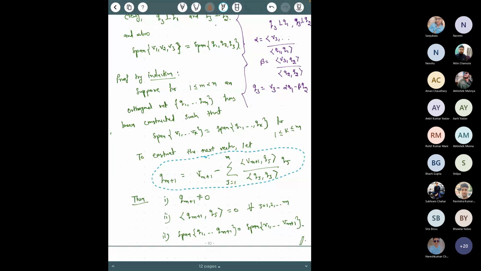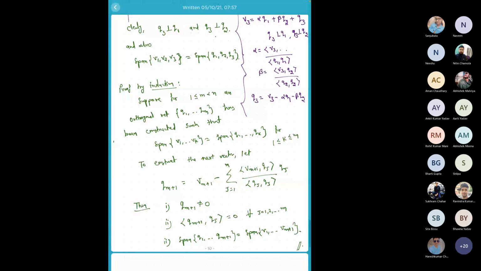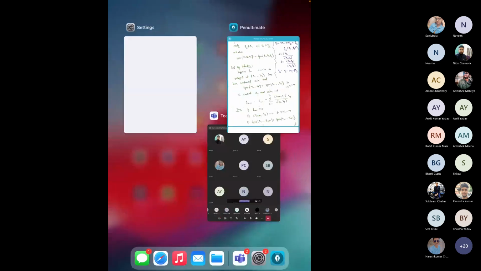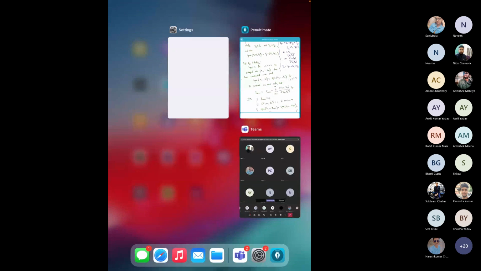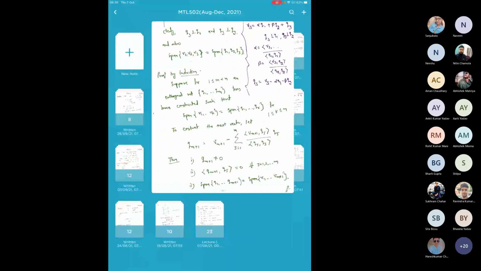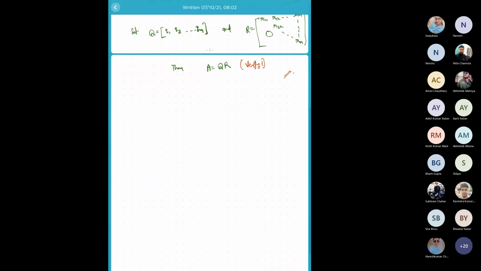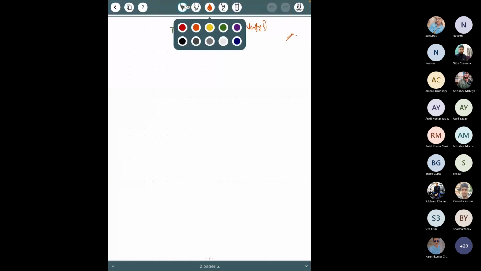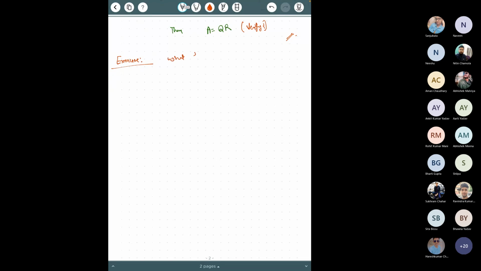So let me give you this as an exercise. Think about it. The answer is correct that it would be 0, but why and how? So what happens if the Gram-Schmidt process is applied to a linearly dependent set of vectors? Think about it.